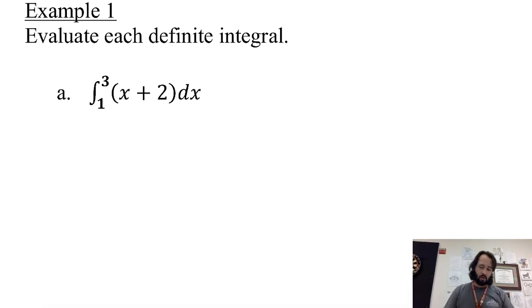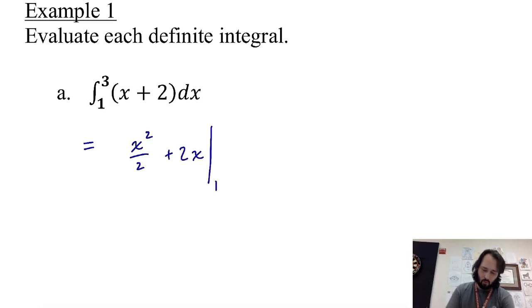Okay, so evaluate each definite integral, definite because it has a value. So first, the notation here is I want to take the antiderivative, so x squared over 2 plus 2x from 1 to 3 is how that notation will look. That bar just means I'm going to evaluate it as f of 3 minus f of 1.